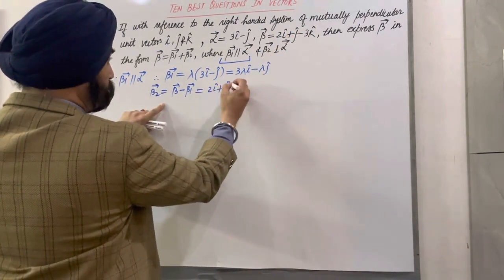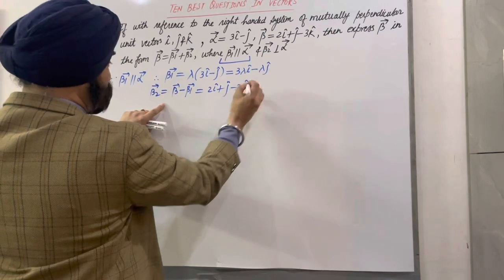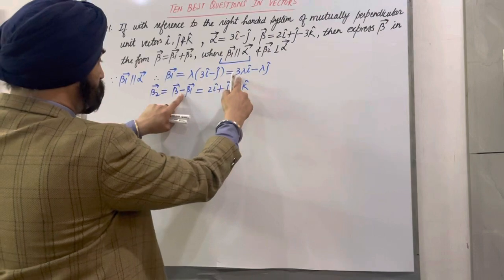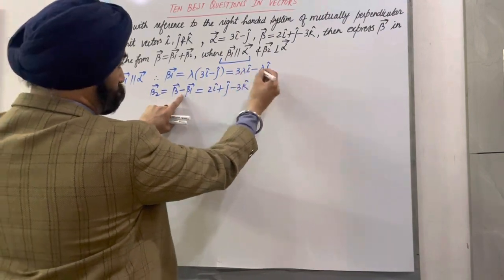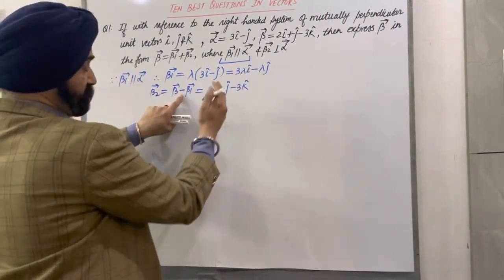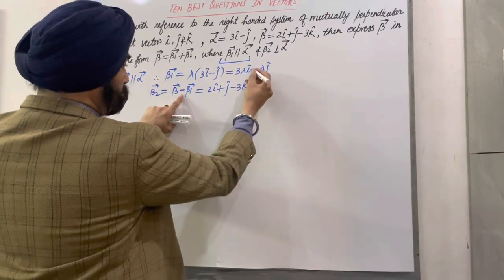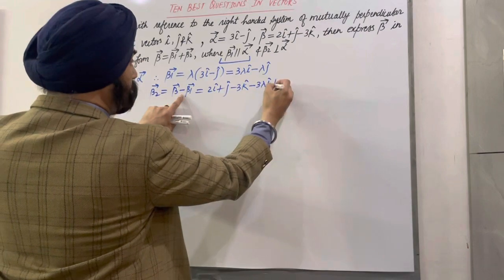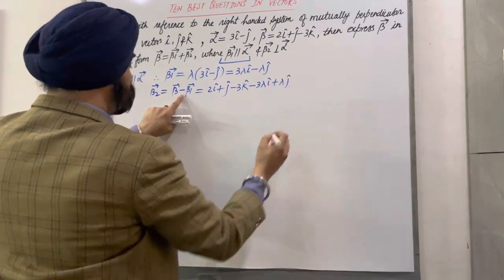plus j cap minus 3k cap. This is vector beta. From there, I have to subtract beta 1. That means we just need to change the signs of the terms attached with i and j. So I'll be writing minus 3 lambda i cap and plus lambda j cap.